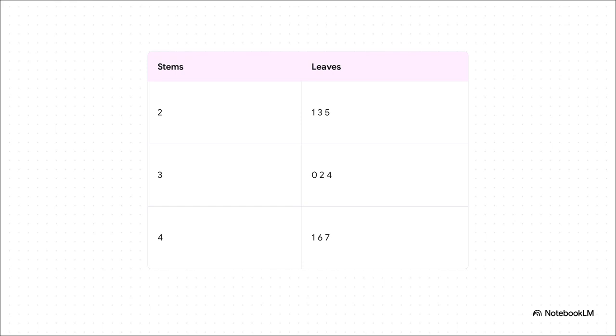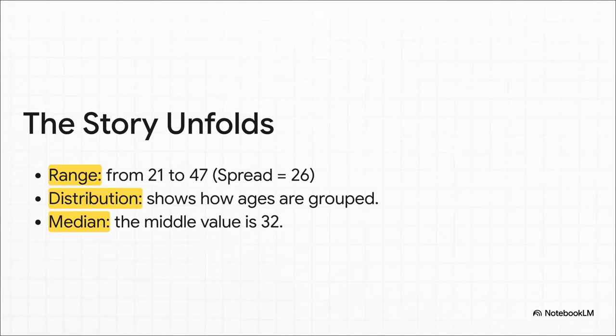We take that messy list of ages and sort it. The tens digits, the 20s, 30s, and 40s, they become our stems. And the ones digits, they branch off as the leaves. And just like that, chaos becomes order. And once you have that structure, the story just pops out at you.